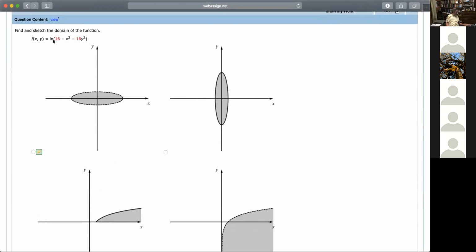Where does the logarithm make sense? Only if the numbers are positive. So what do you have to have in here? You have to have the stuff in here be positive. So what I would do is separately write out 16 minus x squared minus 16y squared is some number, like 5 or something. It has to be positive, and see what you've got. And when you work that out, you will see that you get what should have been done in Calc 2, you get an ellipse. And that's why the first number is checked here.